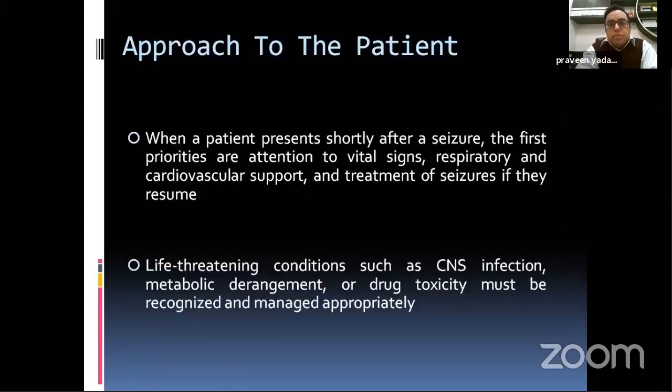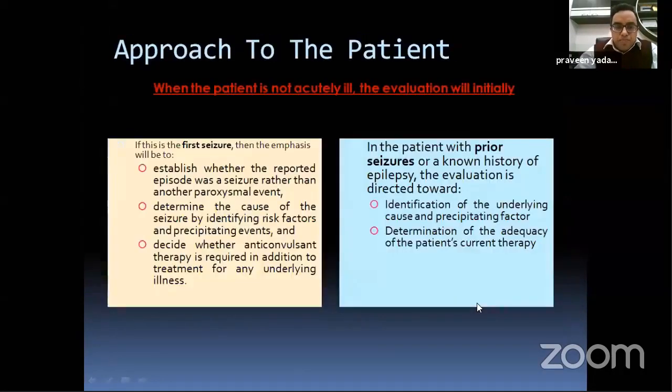Now, how do we approach a patient when the patient has seizures? So first thing is you have to take care of the airway, breathing, and circulation. And second important thing is you have to find out whether there is a severe underlying disorder like CNS infection, meningitis, encephalitis, any metabolic derangement like hyponatremia, hypoglycemia, because hypoglycemia can present with seizure and it is absolutely reversible. And if it is not treated on time, then there can be permanent neurological damage, and drug toxicity. So these things should be taken care of when there is a first episode of seizure.